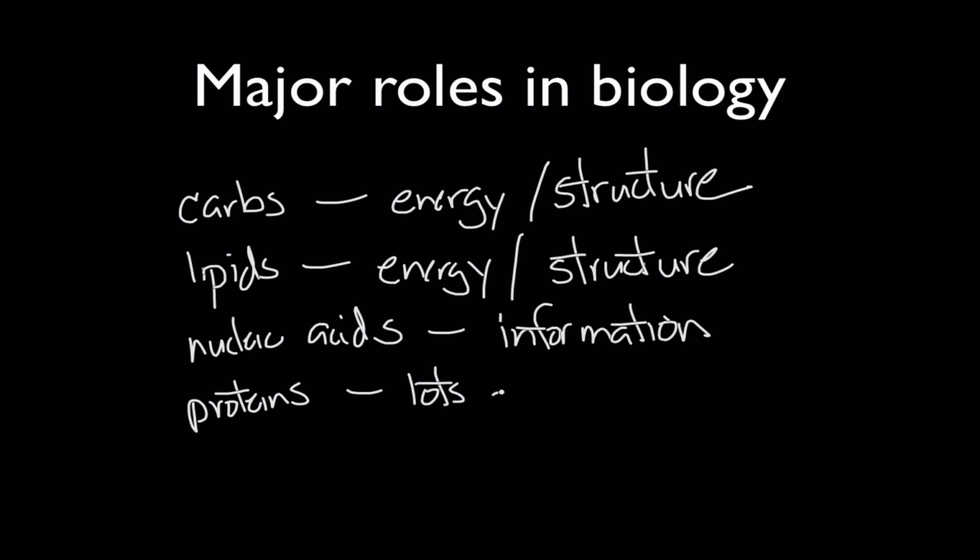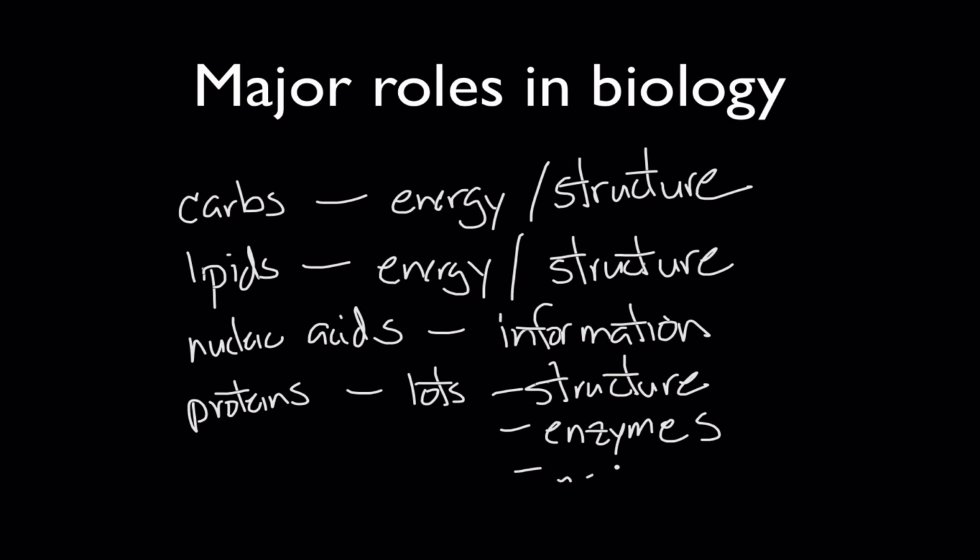Things like structure, proteins are used to build body parts, enzymes. Remember, enzymes are organic catalysts that speed up chemical reactions, but don't become a part of the chemical reactions on their own. And the list goes on and on. Please review these things. So we have the 4 major groups, and you need to understand how they're used in biology.